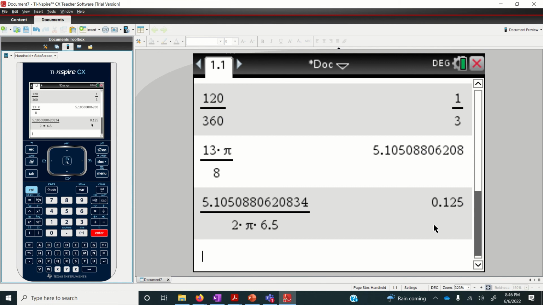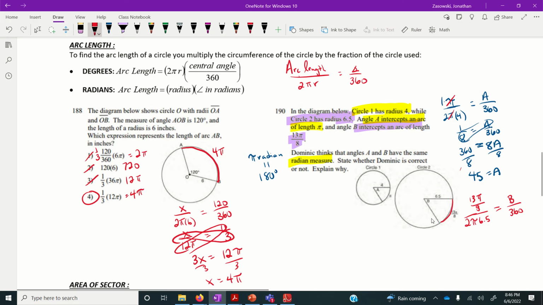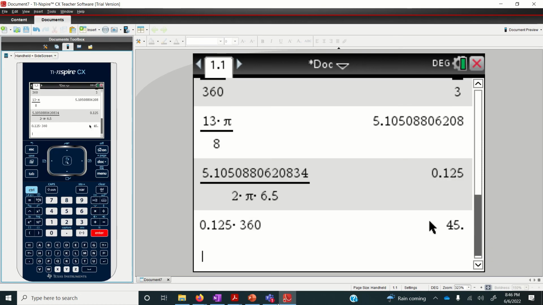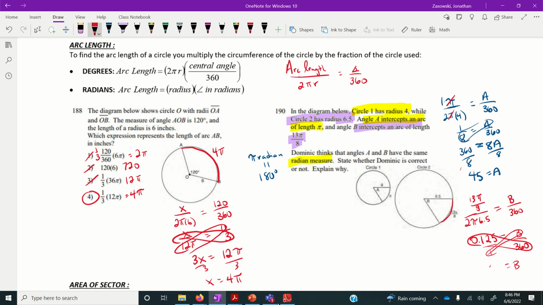And we get 0.125. So this whole thing just reduces down to that decimal. And that's equal to B over 360. So if we put it over 1, we can just cross multiply. We're going to get 1 times B, which is just B, and 0.125 times 360, so we just have to multiply our answer here times 360, and we get 45 again.